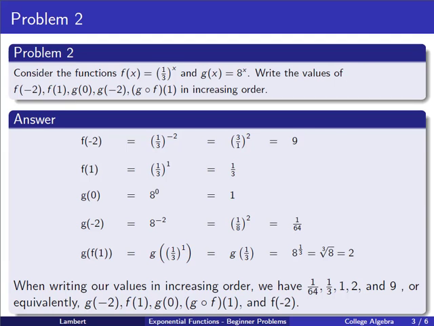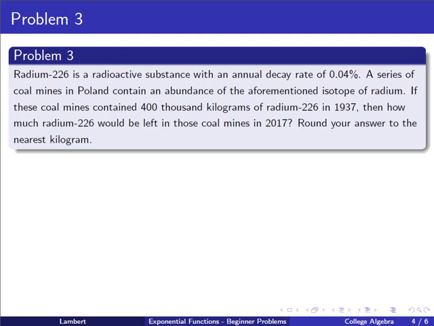All right, let's take a look at our next problem. Radium-226 is a radioactive substance with an annual decay rate of 0.04%. A series of coal mines in Poland contain an abundance of the aforementioned isotope of radium. If these coal mines contained 400,000 kilograms of radium-226 in 1937, then how much radium-226 would be left in those coal mines in 2017? Round your answer to the nearest kilogram.